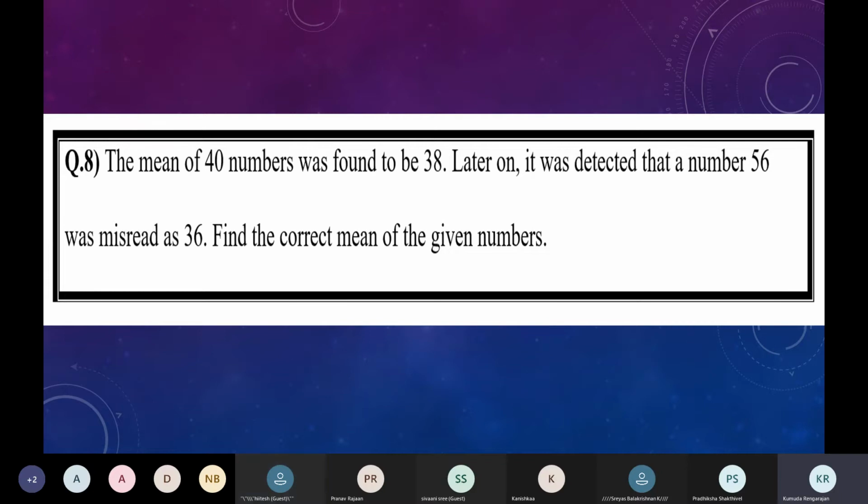Supposing you have 1520 as the total. You check all the 40 numbers, and one number, you have taken 36 instead of 56. So the total is wrong. From the total, you will subtract 36 and you'll add 56. So now you get the new correct total, the sum of the 40 numbers. Now divide that by 40 to find the correct mean.